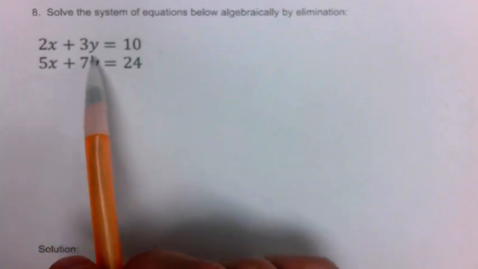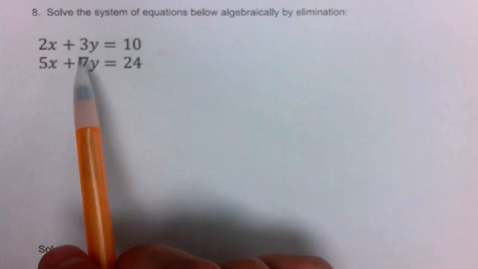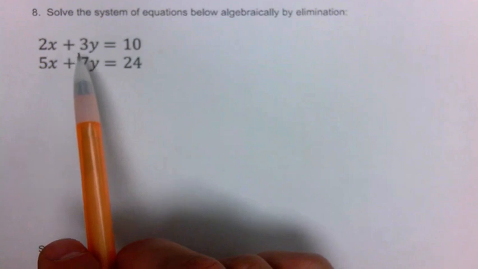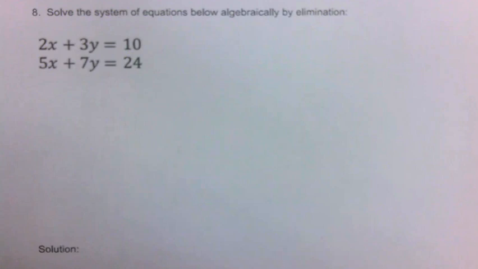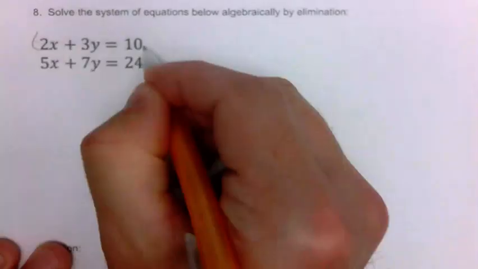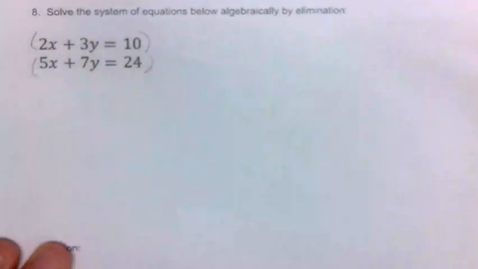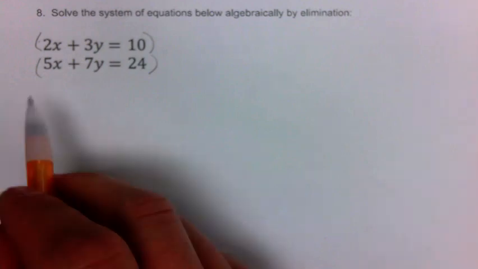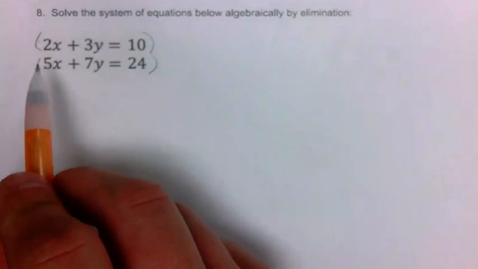And if I wanted to eliminate the y's, again I need something to be the opposite of positive 7, which would be negative 7. But 3 times 2 is 6, 3 times 3 is 9. I've gone over 7. So I'm really in a jam here. What I'm actually going to end up doing is multiplying both equations by something in order to create opposites. For this example, I'm going to eliminate the value of x.